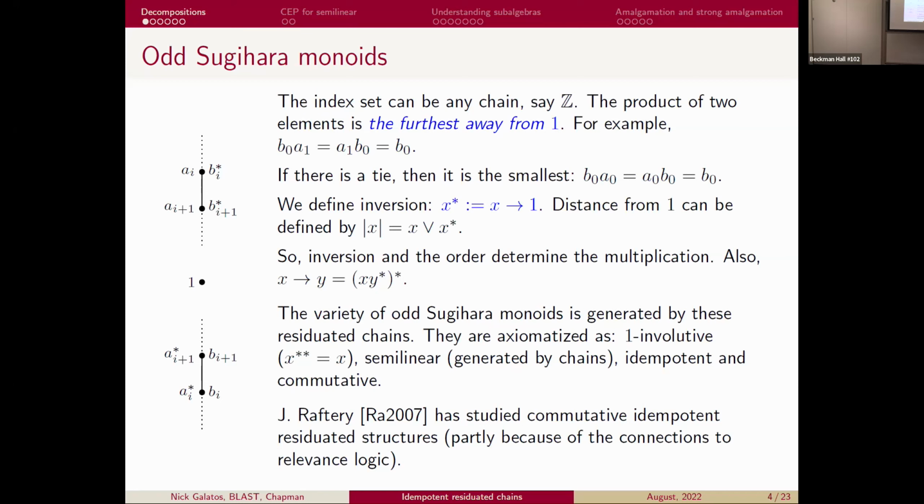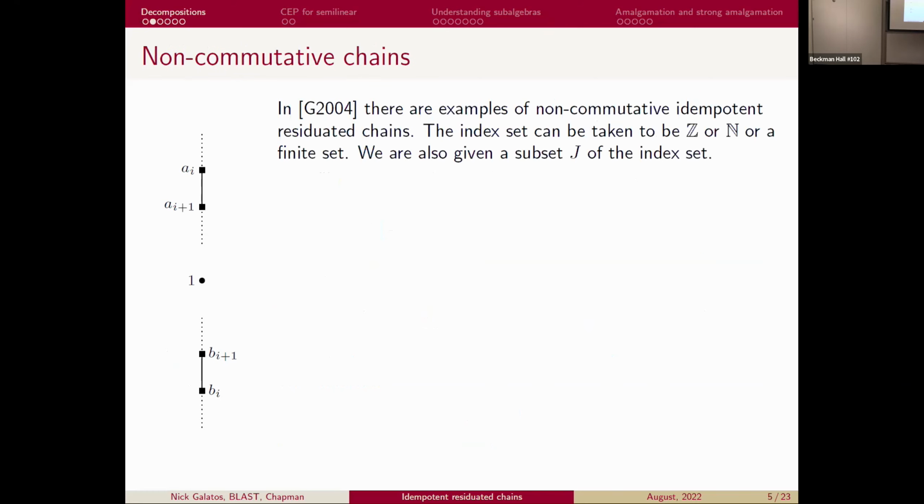And you can abstractly characterize, axiomatize, the variety as the ones where the double star gives you what you had. It's generated by chains, and it's idempotent and commutative. These were studied by James Raftery because they're models of relevance logic, or at least one type of relevance logic. I want to give another example that's going to be non-commutative. I considered those back in 2004 because I was trying to give uncountably many atoms in the subvariety lattice of residuated lattices. So enough of them generate uncountably many.